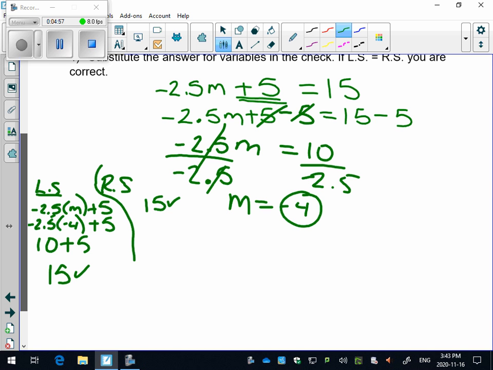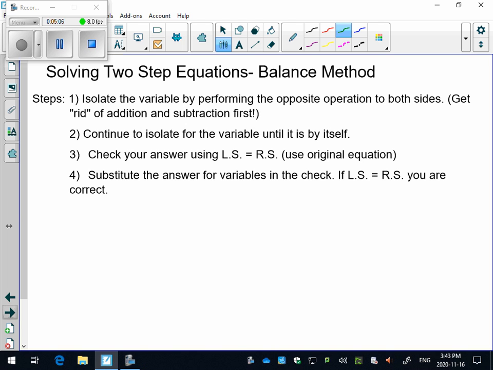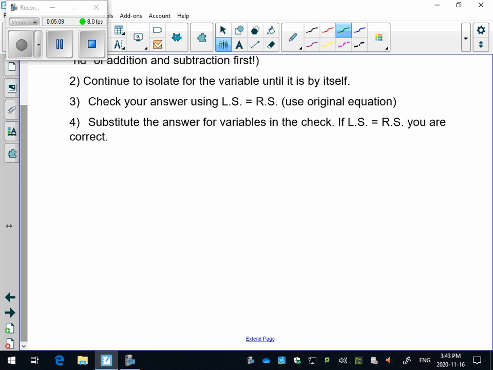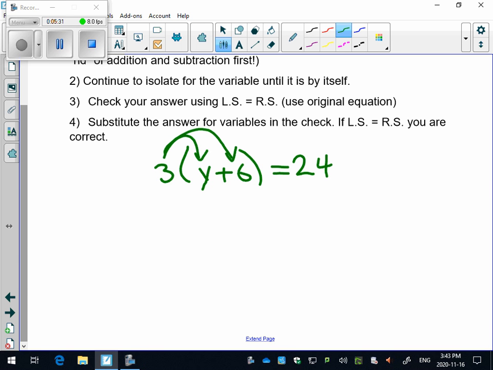So what else can we do? We can put negatives. We can put decimal numbers in. Well, what about that distributive property we were talking about? The question might start off with something like this. Now, before you get started, remember the distributive property, we have to multiply that through before we even begin the question. 3 times y is 3y. 3 times 6 is 18.